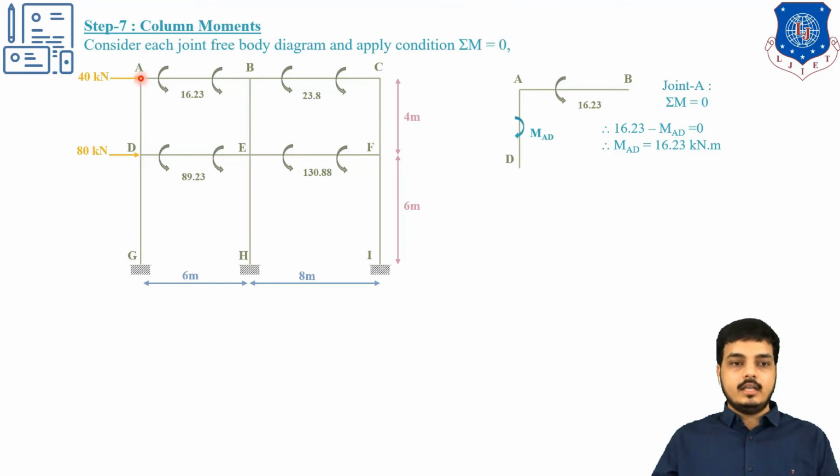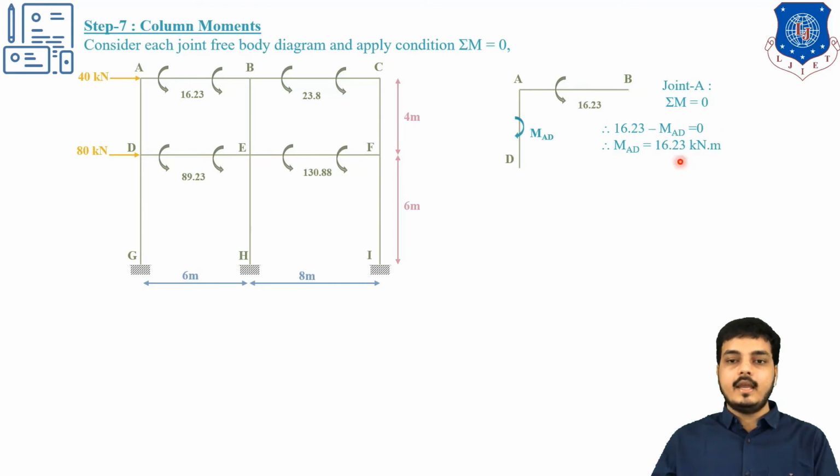So if I am considering joint A, there are members A to B and A to D. So here is my force, and this is my 16.23 kilonewton meter. So over here you can find out moment at AD. So summation of moment at joint A equals 0. If I am standing over here, 16.23, which is going in an anti-clockwise direction, as positive, minus MAD equals 0.